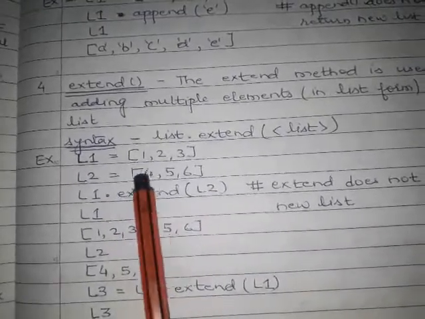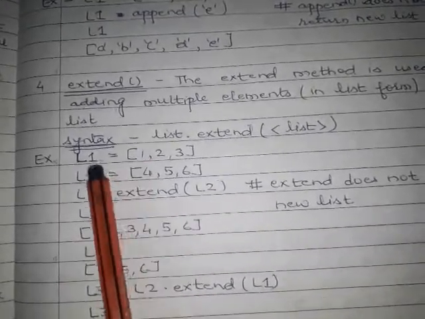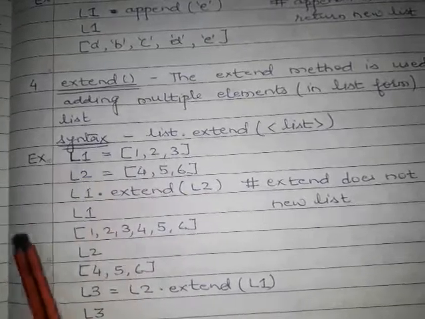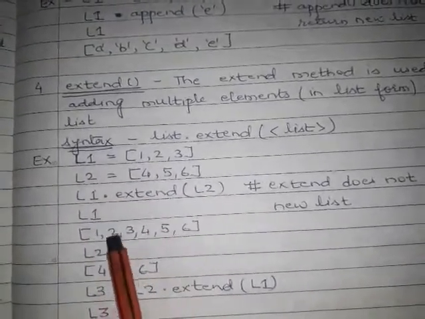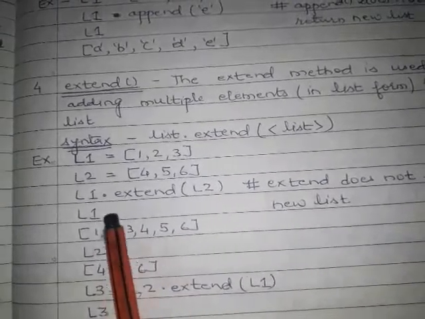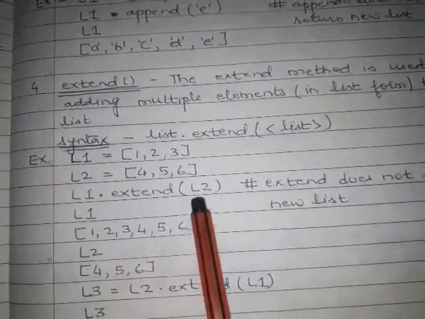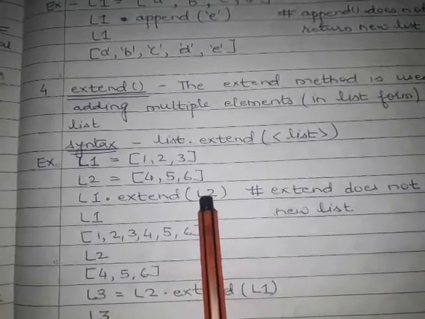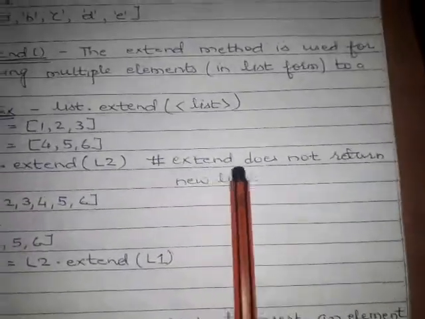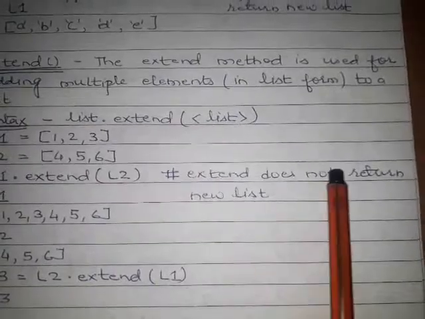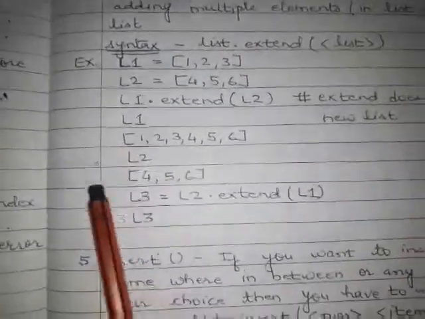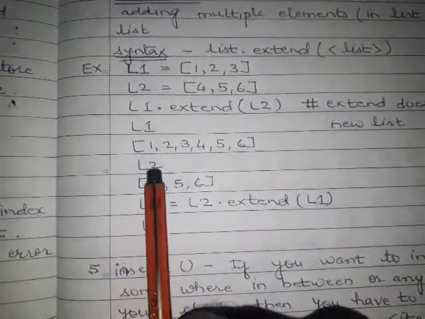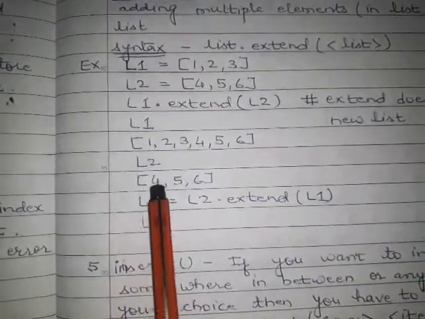This is the syntax to add this list to L1. Here we are adding L2 to L1 with the help of extend. So look here, multiple items are added. 1, 2, 3 are already in L1, but 4, 5, 6 are now added. So here we pass L2 as a list variable. Extend does not return a new list. It works on the same list. L2 is not changed. Look here, when I print L2, L2 is the same 4, 5, 6, as previously.